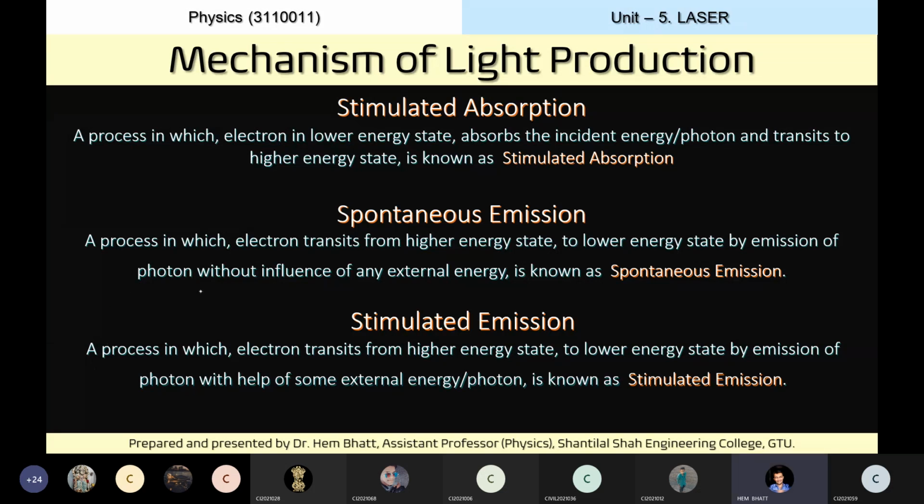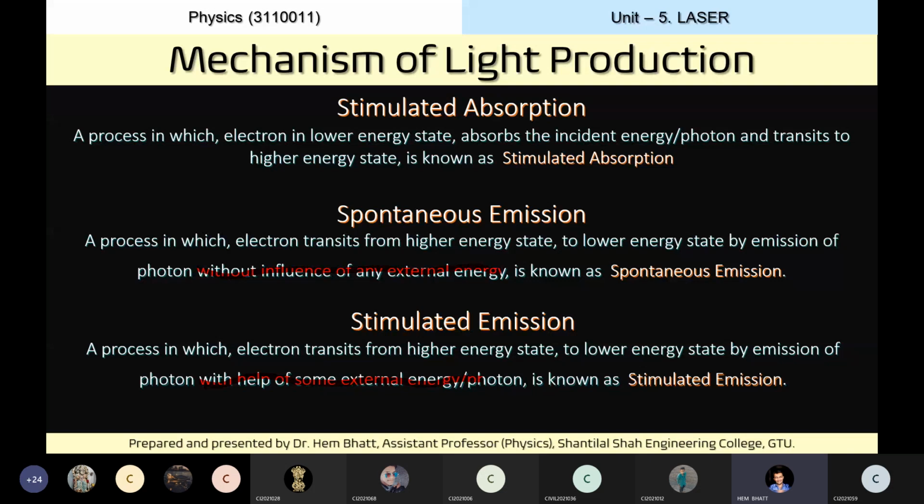આ બેમાં તમારે ભૂલ થશે. Okay. Without the influence of external energy and with the help of external energy. Spontaneous emission માં બહારથી તમારે ઉર્જા ન આપવી પડે. Stimulated emission કરાવવા માટે બહારથી ઉર્જા આપવી પડે.